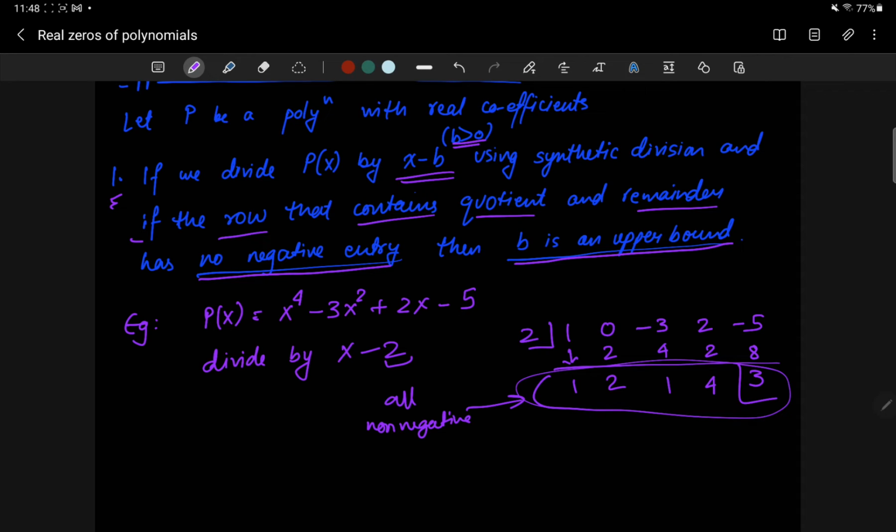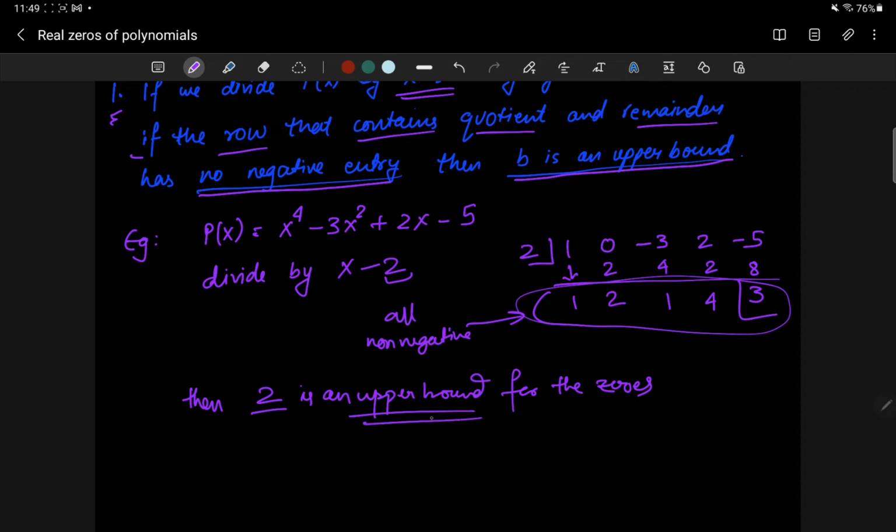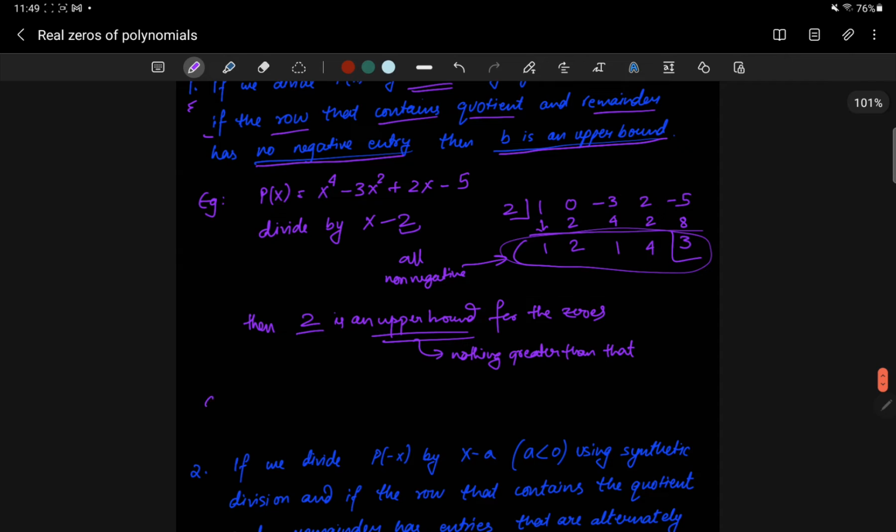Now, non-negative means they could be 0, right? But essentially there are no negative ones there. So if that is the case, then 2 is an upper bound for the roots, or for the zeros. Upper bound means nothing greater than that. So what this tells us is that any real root of this polynomial p(x) is less than 2.